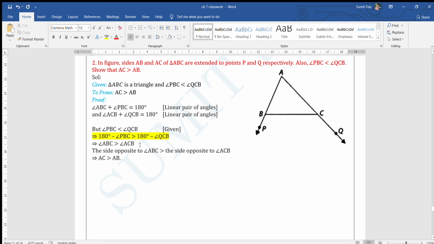After that, I hope you understand what to do. ABC's opposite side is AC and ACB's opposite side is AB. The side opposite to the greater angle is greater, so AC will be greater than AB. Hence proved.